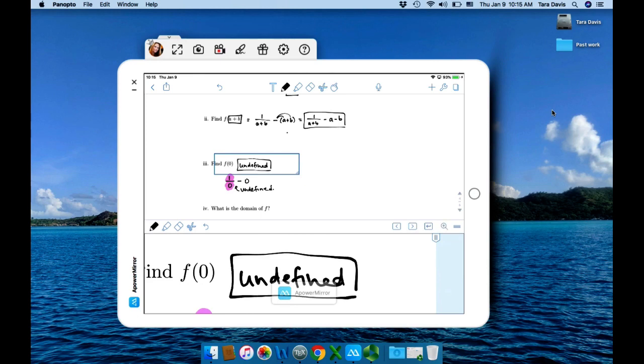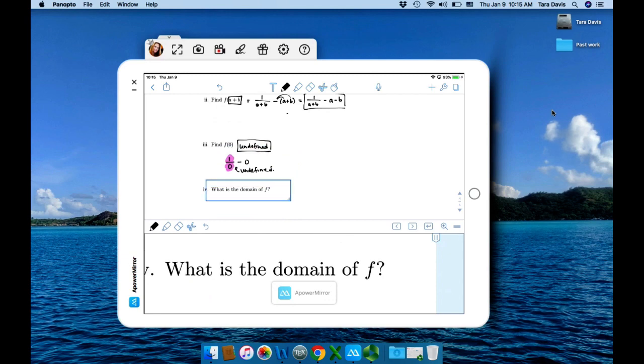And so this is actually a helpful trick for dealing with domains. You can't divide by 0, so anytime you're dealing with a function with a denominator and you're asked to find the domain, you have to look and see what value of the denominator is 0, because then that won't be allowed. Okay, so here, what's the domain of f?